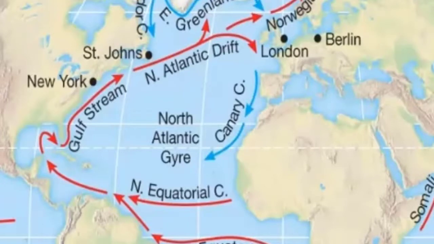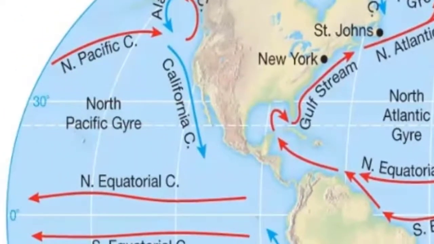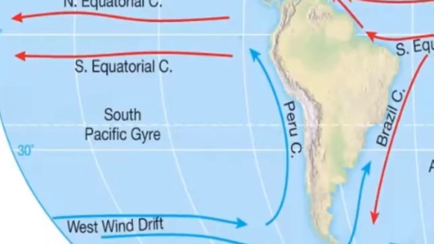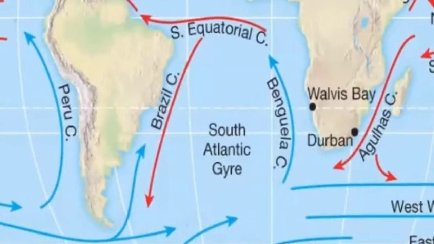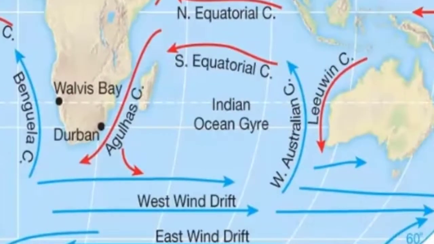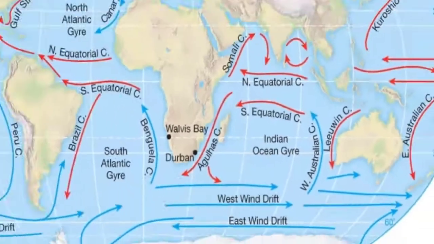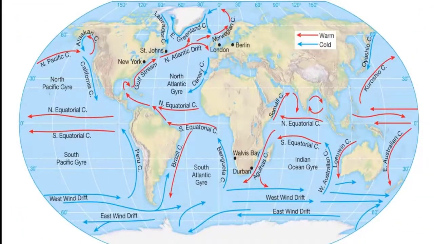You've got the North Pacific gyre, a big clockwise circle in the North Pacific Ocean, the South Pacific gyre, the South Atlantic gyre. There's the Indian Ocean gyre. And these are the 5 major ones in the world, but there are smaller ones that constitute gyres, and maybe you can spot some here on the map.